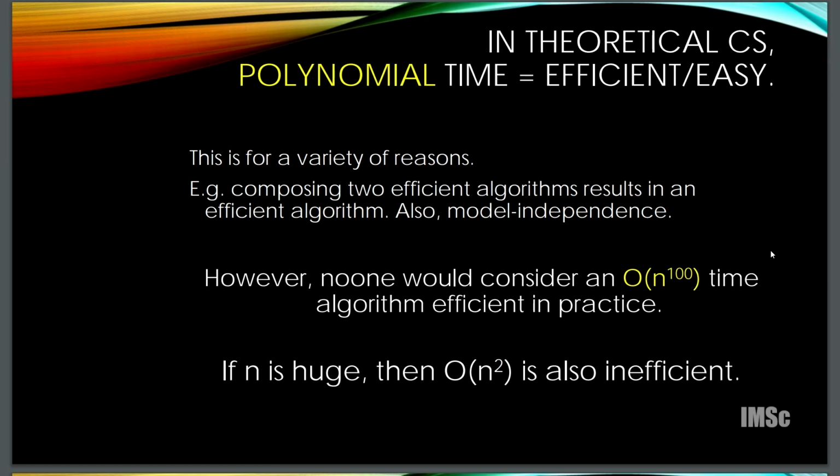We already know that polynomial time is something we consider efficient, but if n is huge, even n square is inefficient. In this world of big data, ideally we want an n log n or linear time algorithm for all problems, or at least we want to say you can't do better than n square.